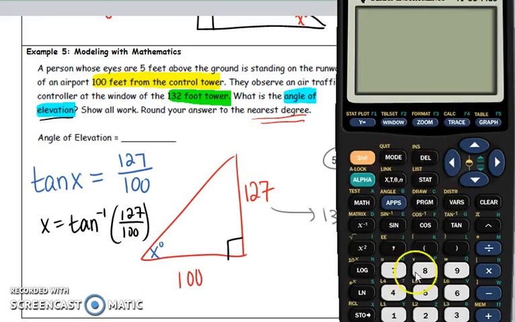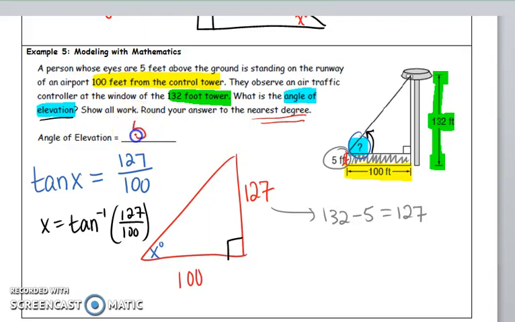So going to my calculator, the inverse tangent of 127 divided by 100, and that gives me 51.7, so the angle of elevation is about 52 degrees. And that is the answer to this problem.